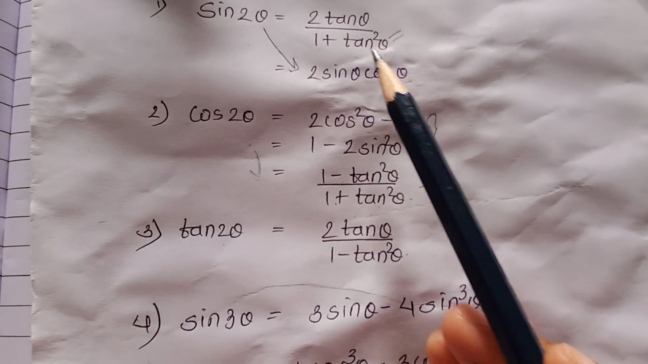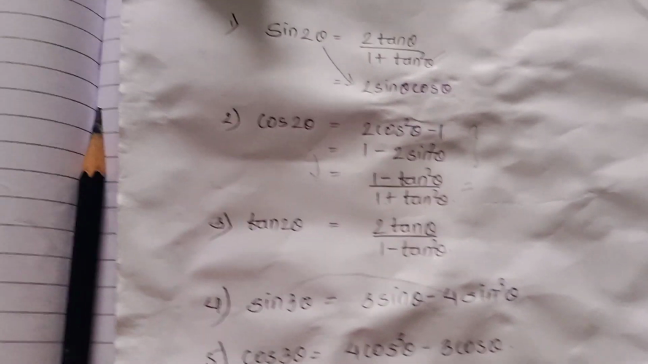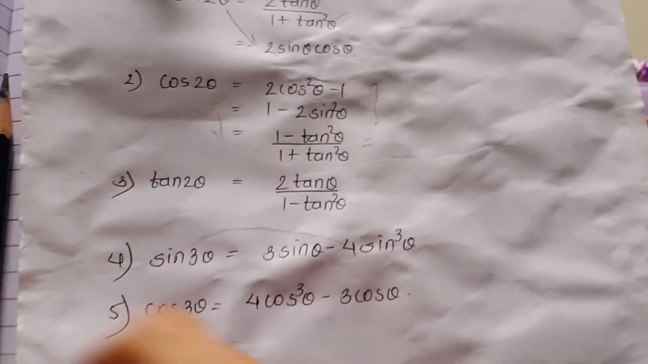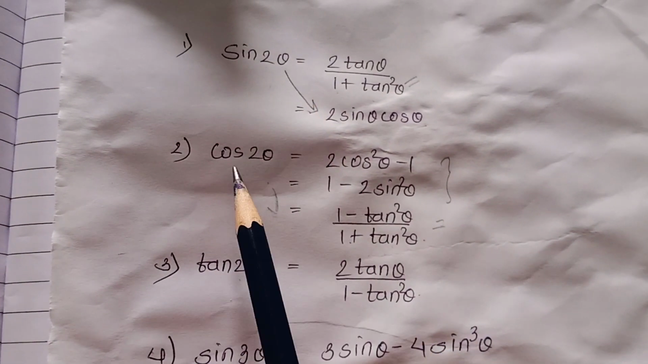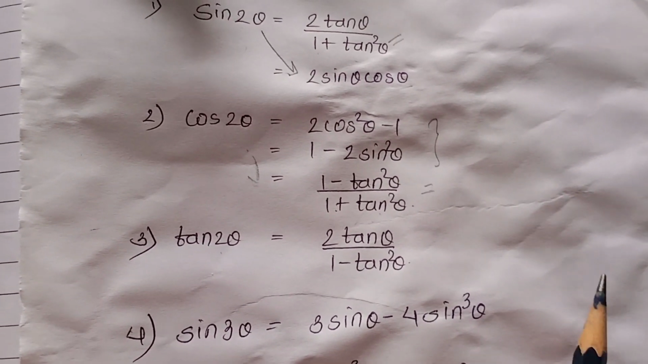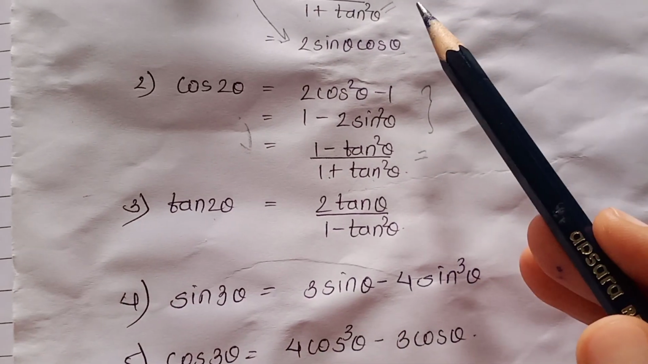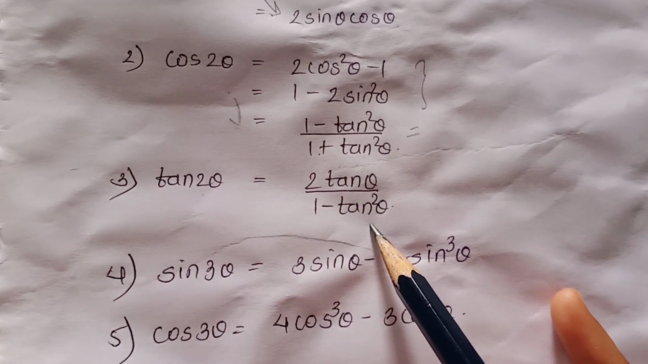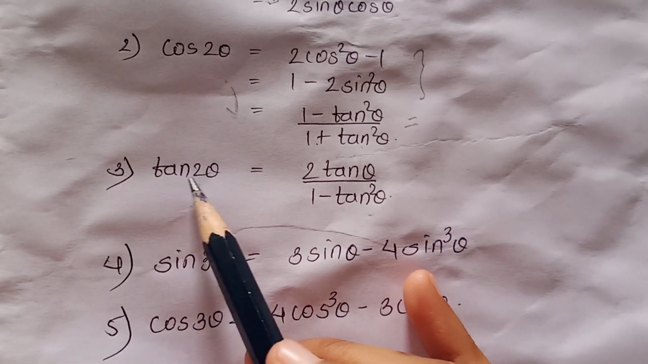So what I meant to say is that if you forgot the tan 2 theta formula, but you remember the sin 2 theta and cos 2 theta formulas in terms of tan, then you can find the tan 2 theta formula by dividing them. So the formula is 2 tan theta upon 1 minus tan square theta for tan 2 theta.